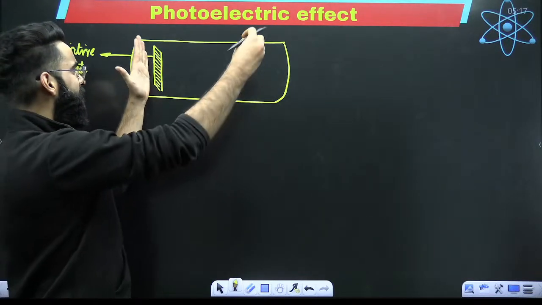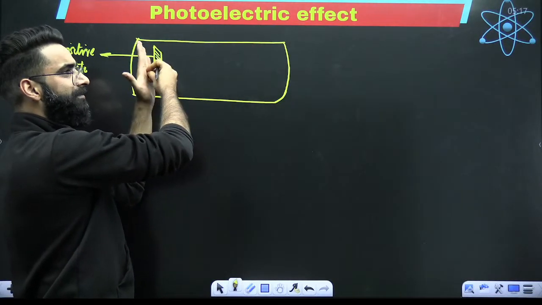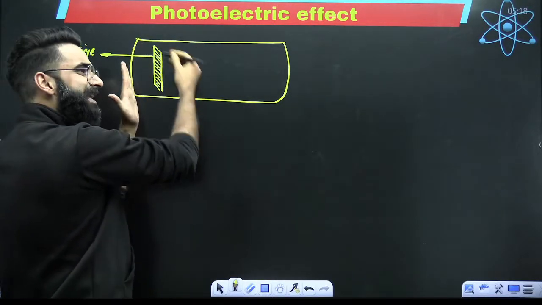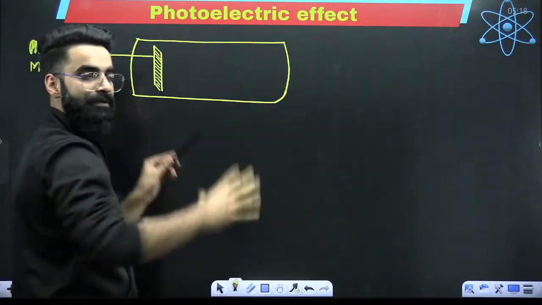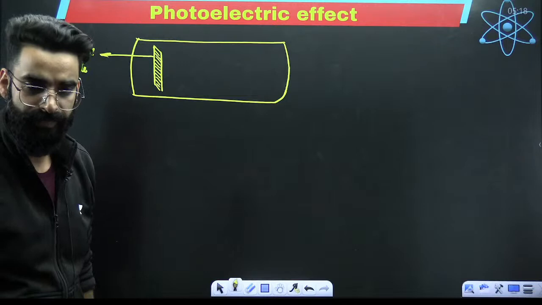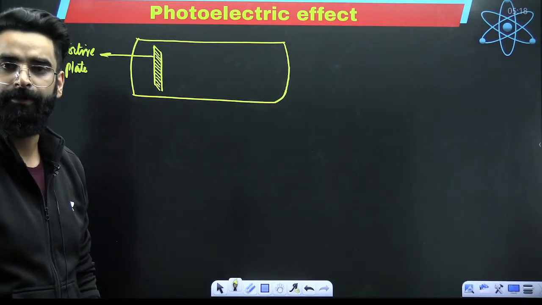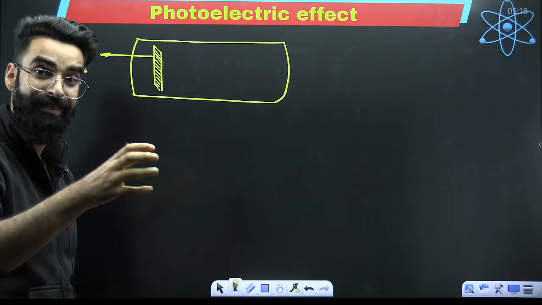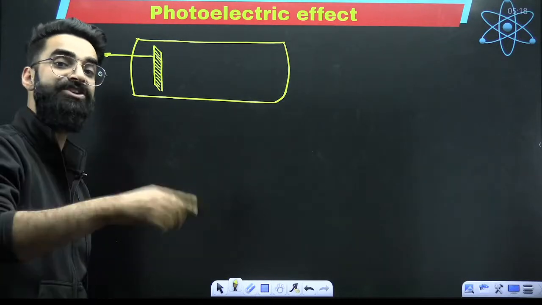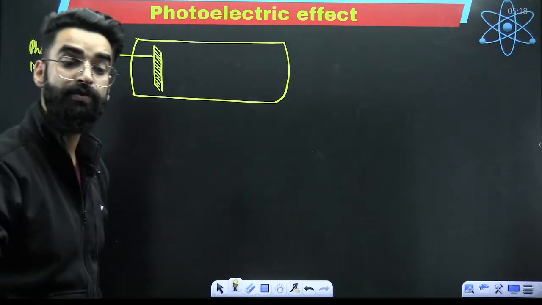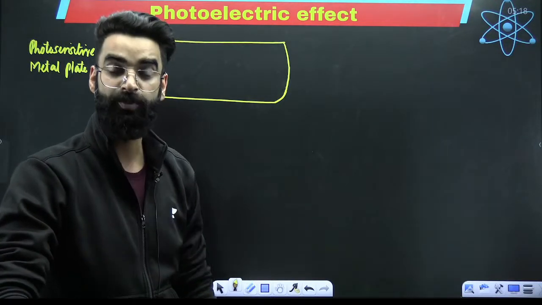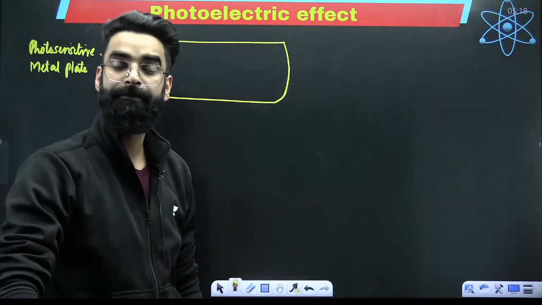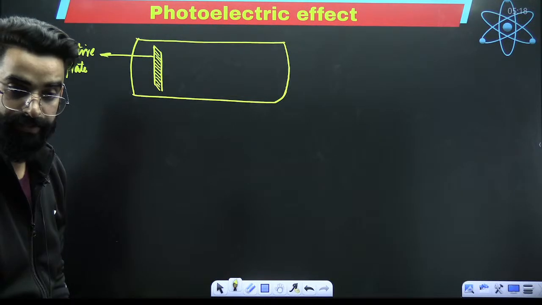Now, my dear students, if some light radiations are incident on this plate, what will happen? From the surface of the plate, electrons will be emitted. Electrons will be knocked out, right? So that particular metal, from the surface of which electrons are knocked out when light radiations are incident on it, you call that plate the photosensitive plate. So what is a photosensitive plate? It is the plate from which electrons are knocked out when light radiations fall on it.